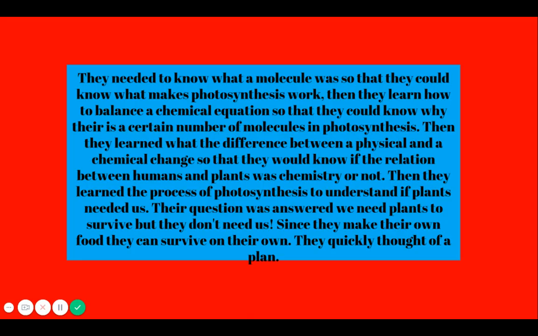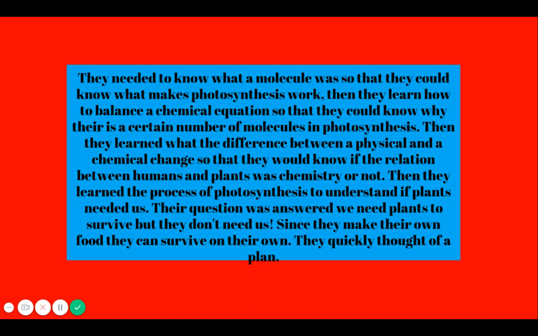They needed to know what a molecule was so that they could know what makes photosynthesis work. Then they learned how to balance a chemical equation so that they could know why there's a certain number of molecules in photosynthesis. Then they learned what the difference is between a physical change and a chemical change so that they would know if the relation between humans and plants was chemistry or not. Then they learned the process of photosynthesis to understand if plants needed us. Their question was answered.